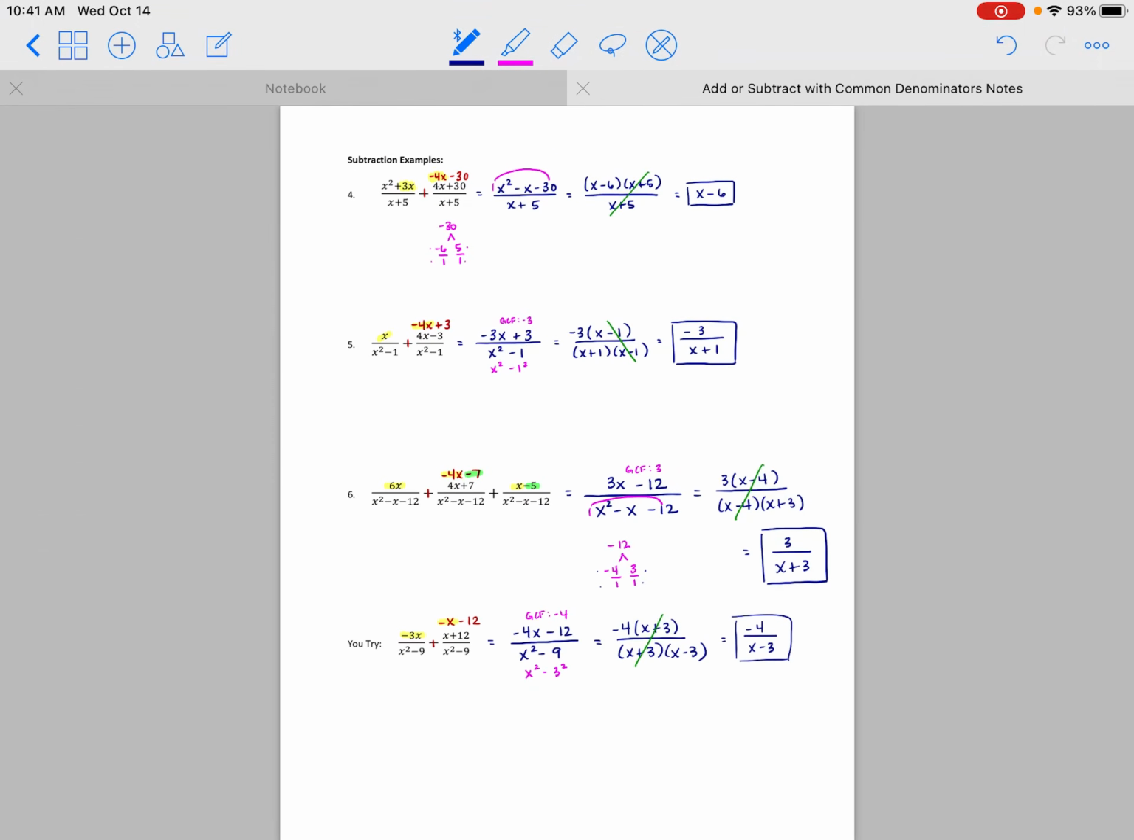Okay, so there it is. Hopefully that was somewhat manageable. When our fractions already have common denominators, we're in good shape. When they don't, we're going to obviously have to get common denominators, but that's something that we will look at in the next couple of topics.